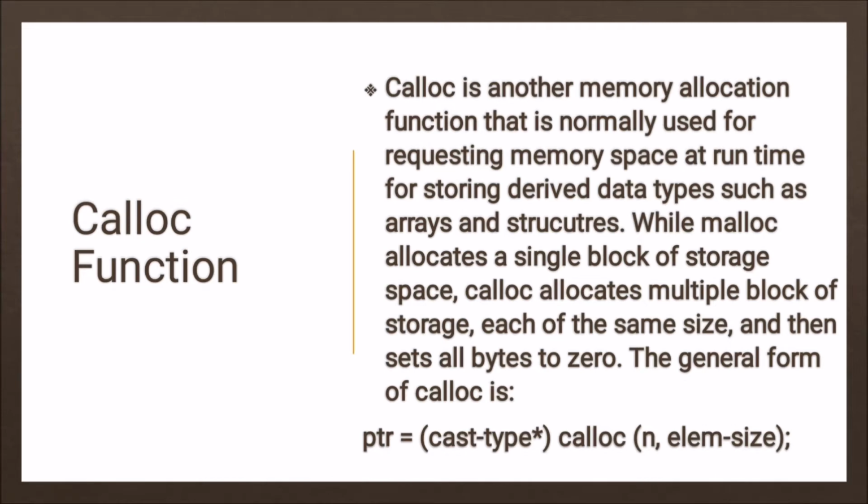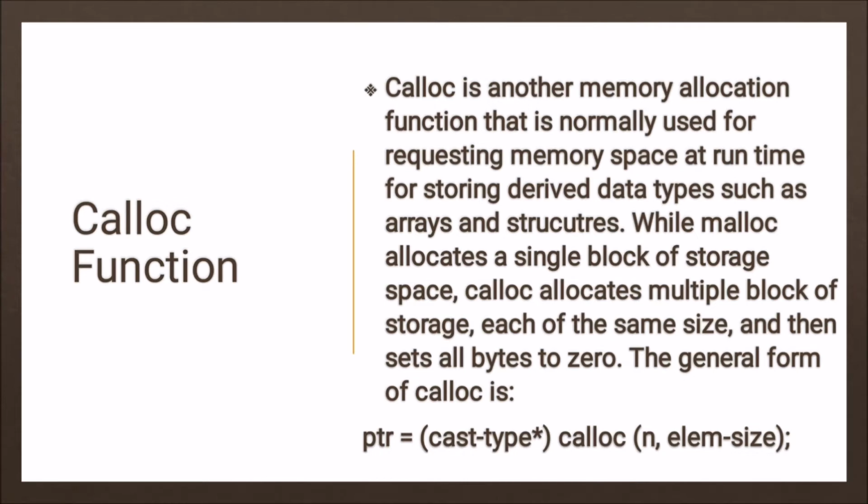So this is the main difference between malloc and calloc. Malloc allocates a single block of storage, while calloc allocates multiple blocks of storage, of the same size, and then sets all bytes to 0.